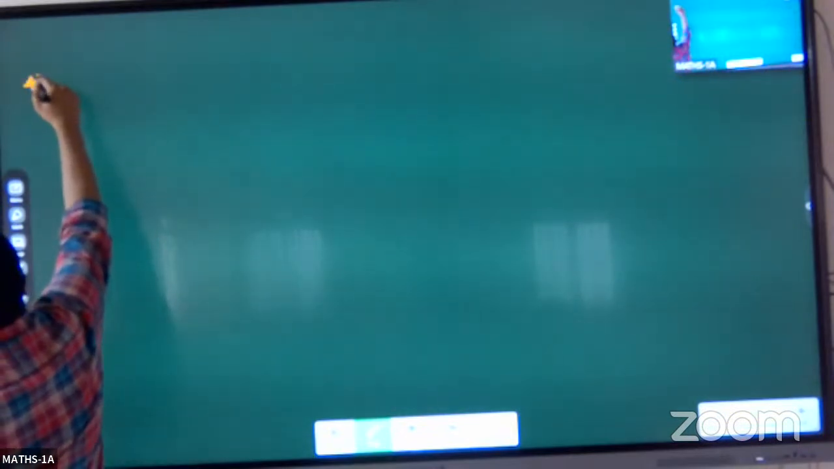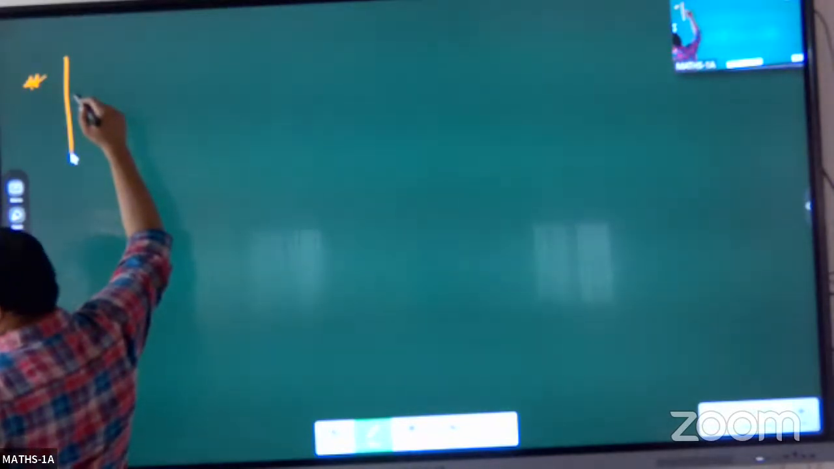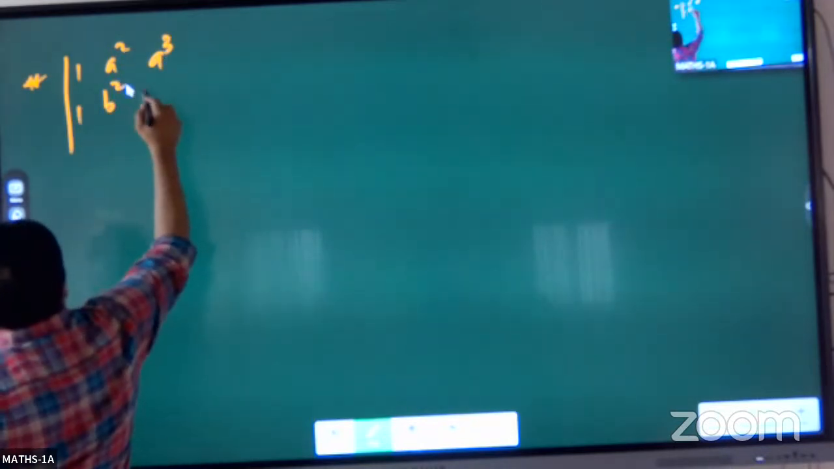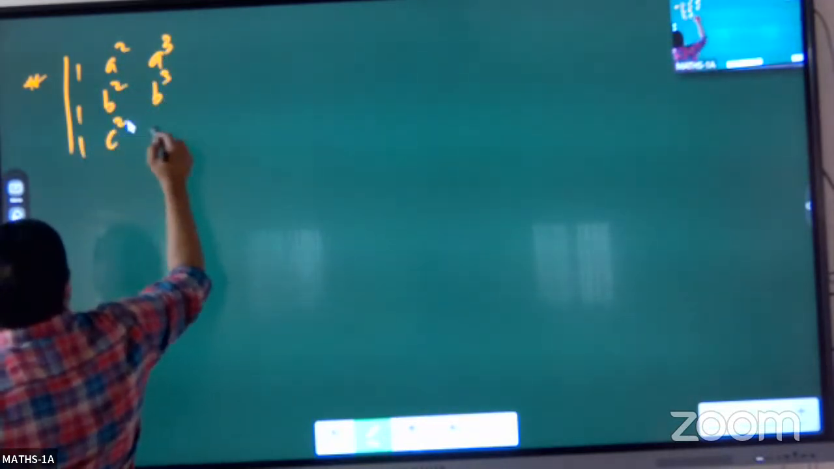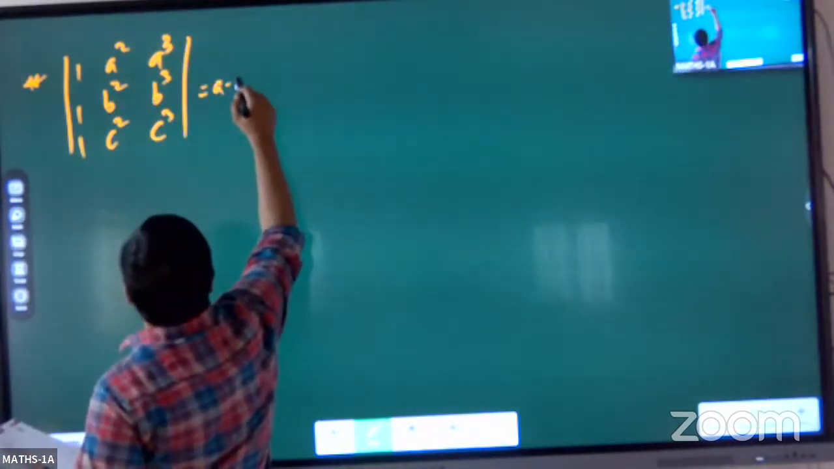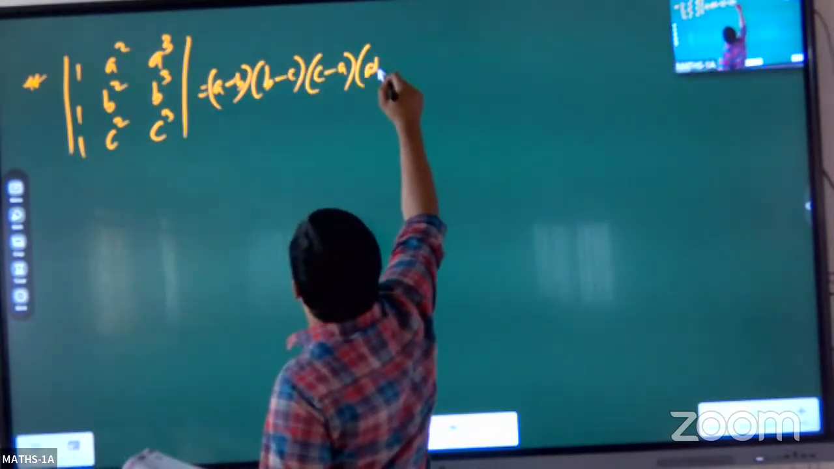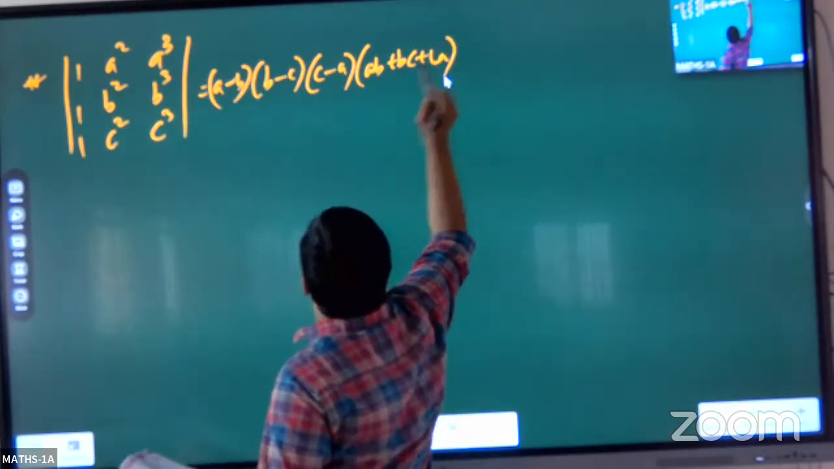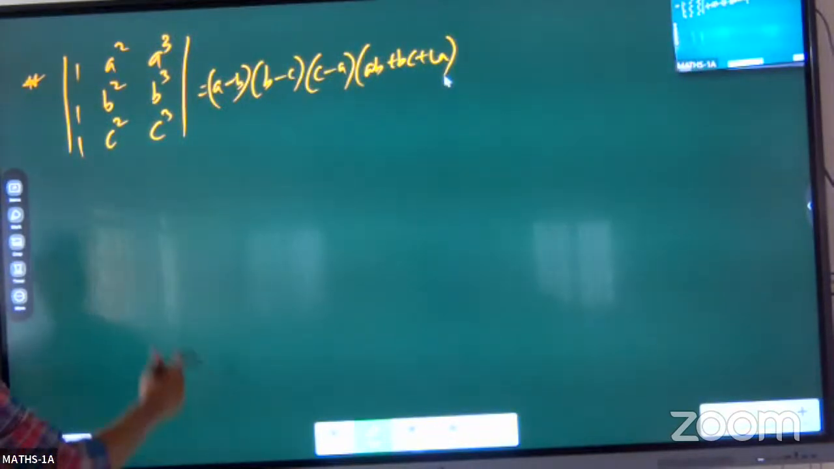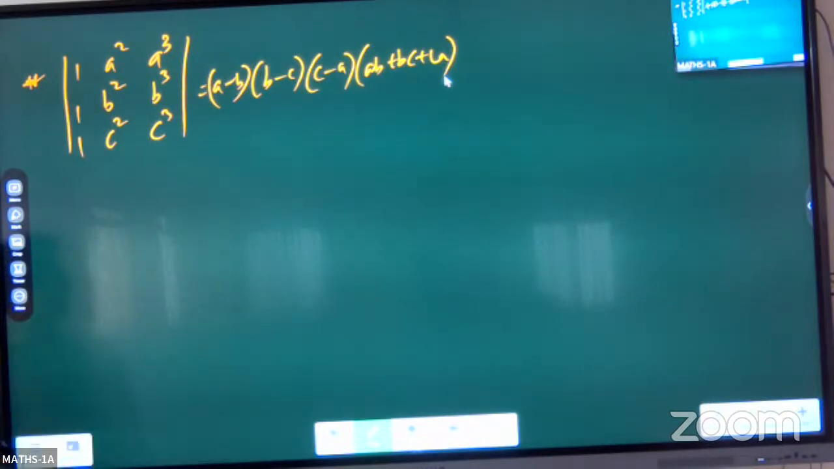Very important determinant sum: determinant of 1, a square, a cube, 1, b square, b cube, 1, c square, c cube is equal to what I have to prove? Yeah, this will be a little bit: b minus c, c minus a into ab plus bc plus ca. Once you know the cube formulas, then it's easy to do. But when you see it directly, sometimes you may feel this sum is difficult, but it's okay.